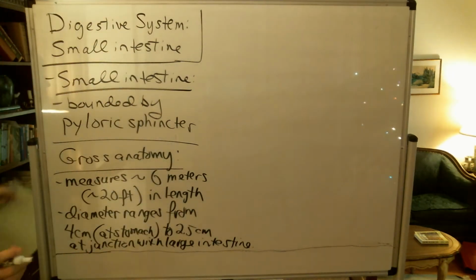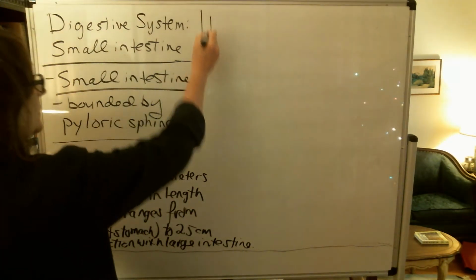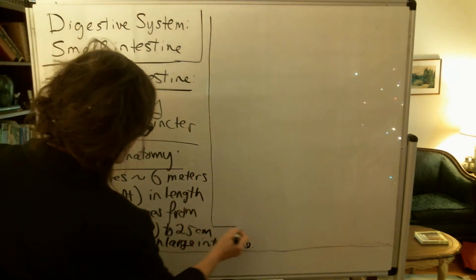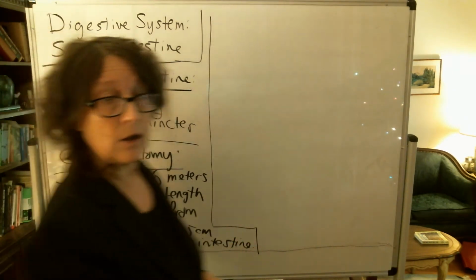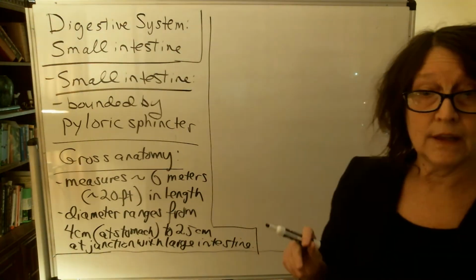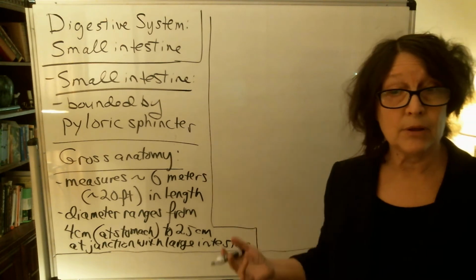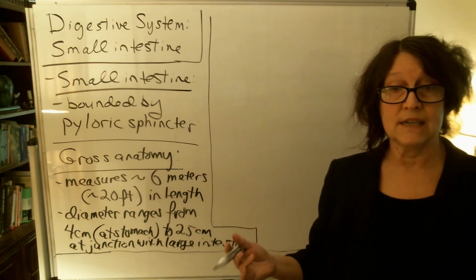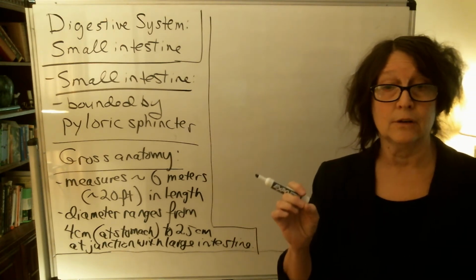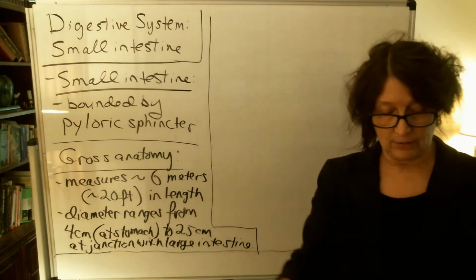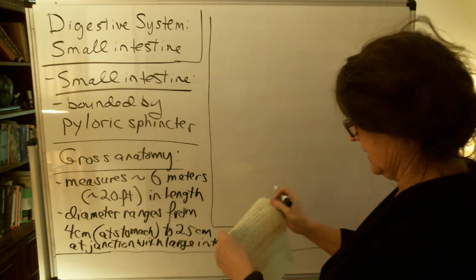So a little bit of variability in diameter in the small intestine, but still altogether narrower than the large intestine. That, by the way, is why it's called the small intestine. It is not shorter than the large intestine, but it is narrower than the large intestine.